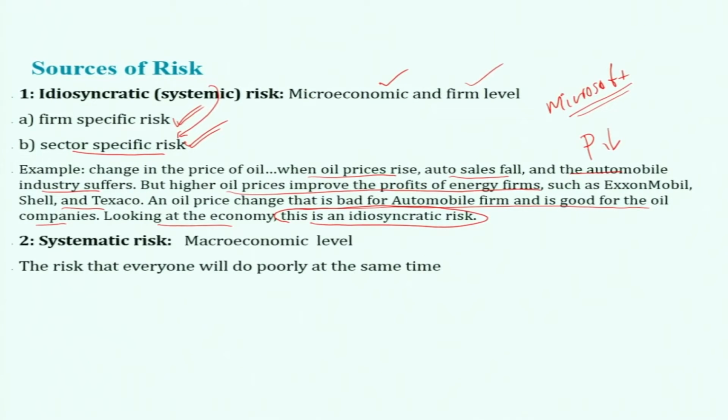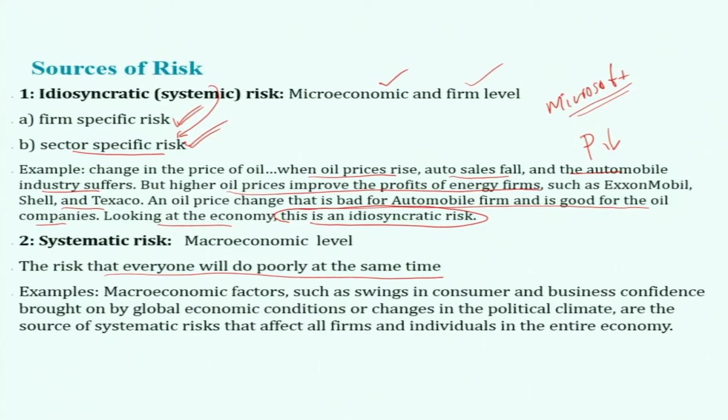Then moving to another risk that is called systematic risk. This is at the macroeconomic level, at the aggregate level, that means the economy as a whole. These are the risks where everyone will do poorly at the same time. The examples for this kind of risk include macroeconomic factors such as swings in consumer and business confidence brought on by global economic conditions or changes in political climate, which are sources of systematic risks that affect all firms and individuals in the economy.